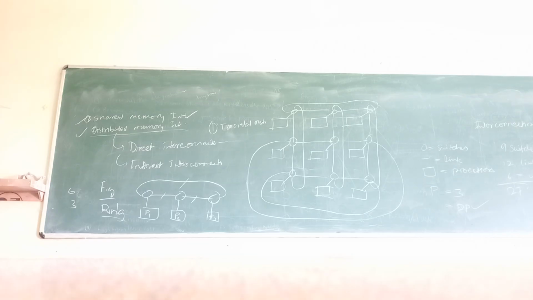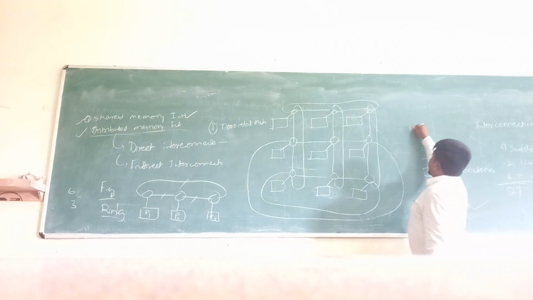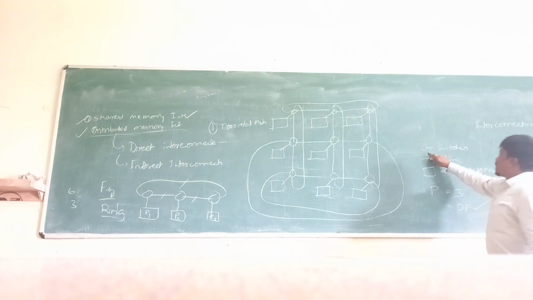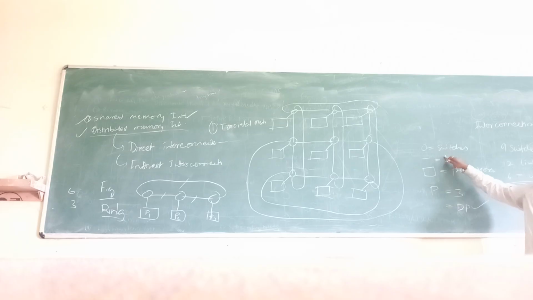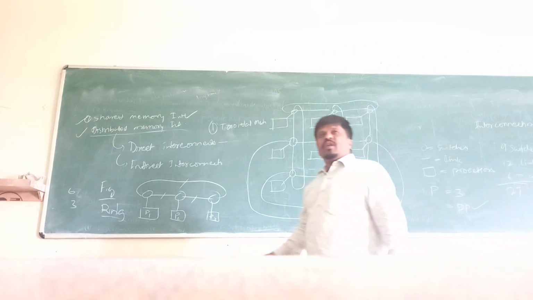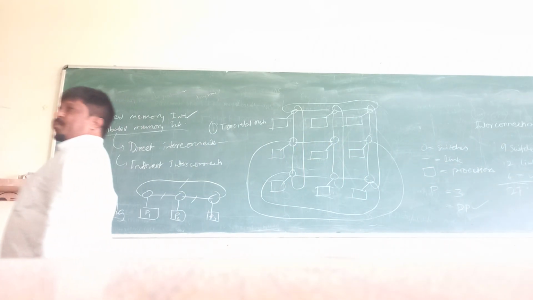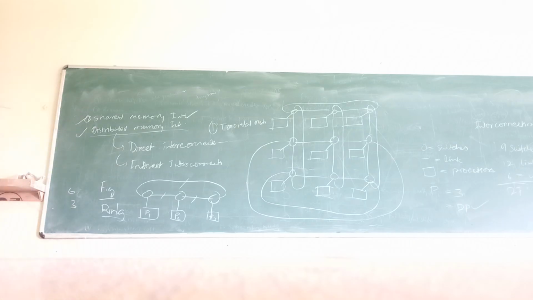In the above figure, the circles are switches and the lines are links. You can even draw a box, which can be a processor or memory. Here I am considering only the processor. I am connecting one processor to another processor with the help of the links. I hope you all have copied that.